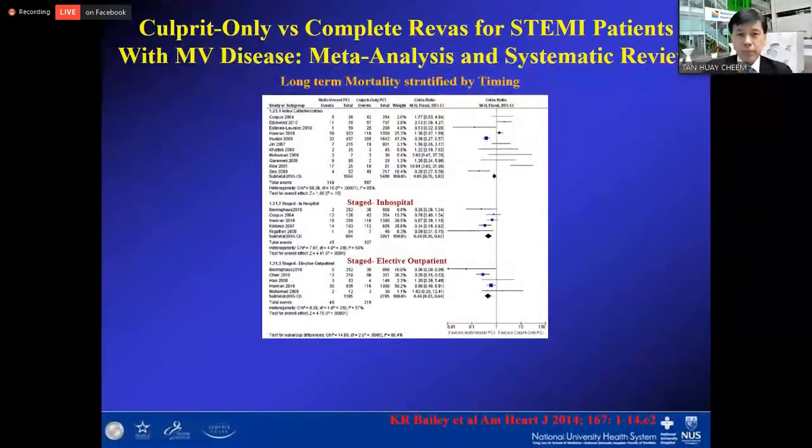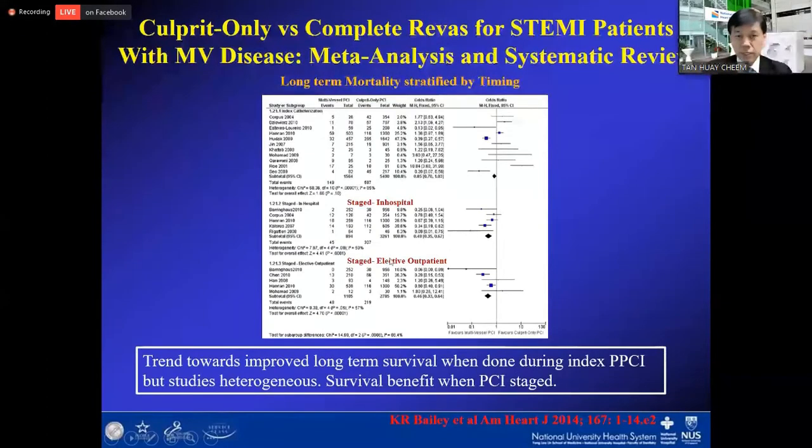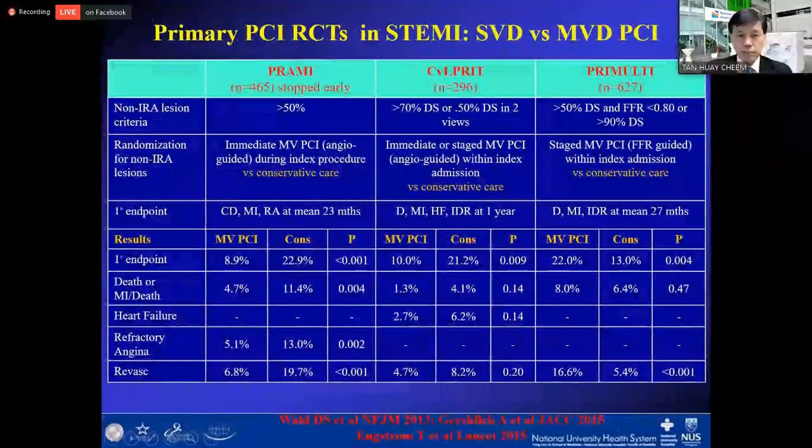When we look at some of the meta-analysis looking at long-term mortality, you find that actually there is a suggestion that the multivessel PCI is conferring a superior mortality benefit compared to a single vessel. And most of this benefit of a multivessel PCI occurs in a staged fashion rather than an index procedure. That means you can either do it staged in hospital or staged as an elective outpatient. But all of the studies in this particular meta-analysis were based on registry rather than randomized control trial.